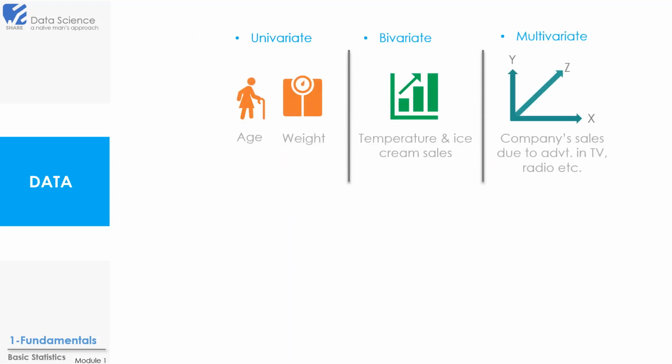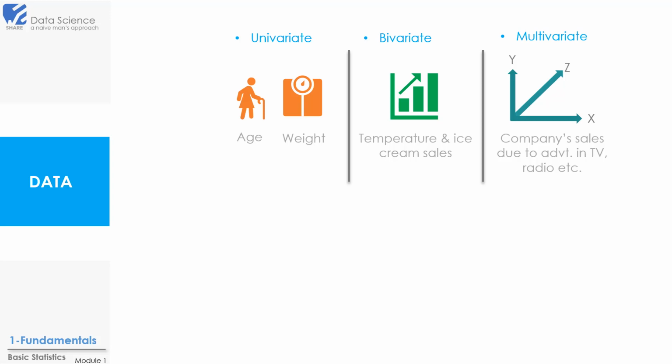Now moving to the next part, we have three types of data. Univariate. This type of data consists only one variable. The analysis of univariate data is just the simplest form of analysis, since the information deals with only one quantity that changes. Example, age, weight, etc.